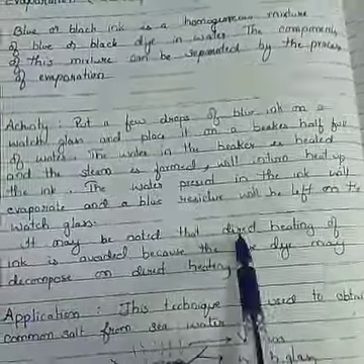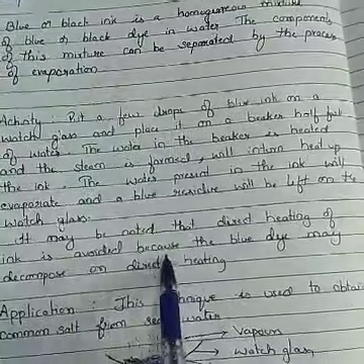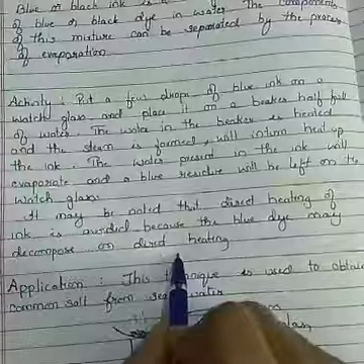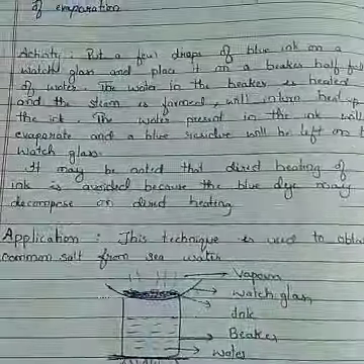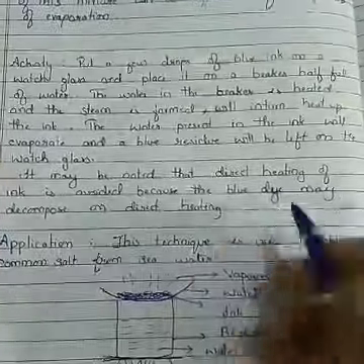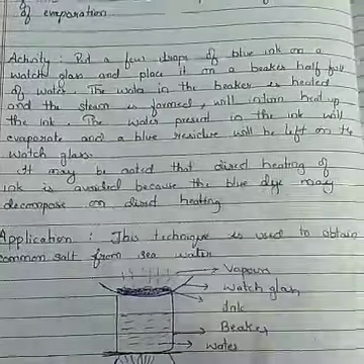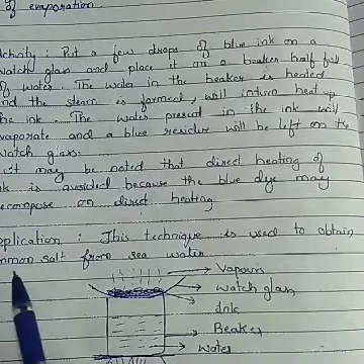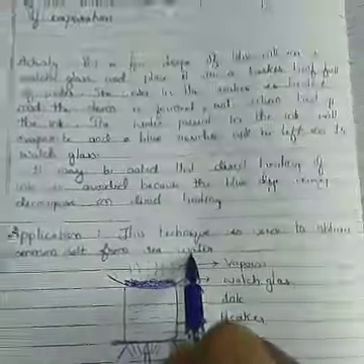It may be noted that direct heating of the ink is avoided because the blue dye may decompose on direct heating. You cannot heat the ink directly. When you heat the ink directly, the dye present will decompose. Application: this technique is used to obtain salt from seawater. So this is the whole evaporation technique.